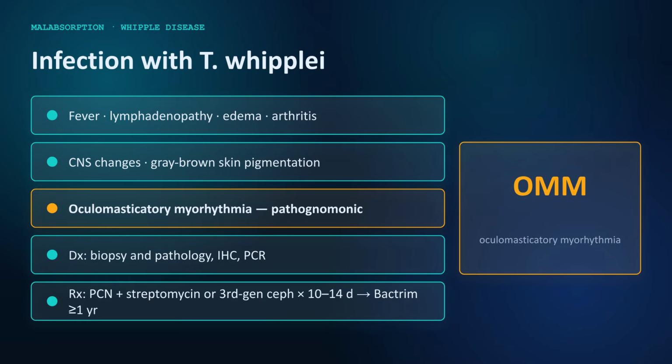Whipple disease is rare, but classic. It is an infection with Tropheryma whipplei. It is systemic. So besides malabsorption, expect fever, lymphadenopathy, edema, arthritis, central nervous system changes, and gray-brown skin pigmentation. The pathognomonic finding is oculomasticatory myorhythmia, rhythmic eye oscillations occurring together with contraction of the chewing muscles. Diagnosis is by biopsy and pathology, with immunohistochemistry and polymerase chain reaction. Treat with penicillin plus streptomycin, or a third-generation cephalosporin, for 10 to 14 days, then trimethoprim-sulfamethoxazole for at least a year. Note why therapy runs so long. Central nervous system disease needs a drug that crosses the blood-brain barrier.